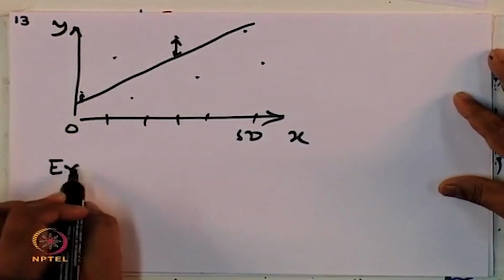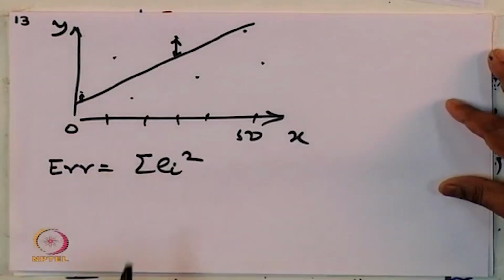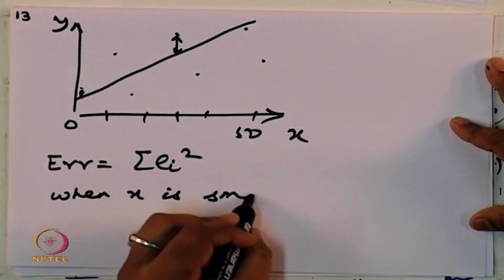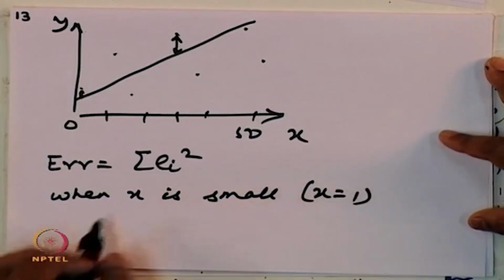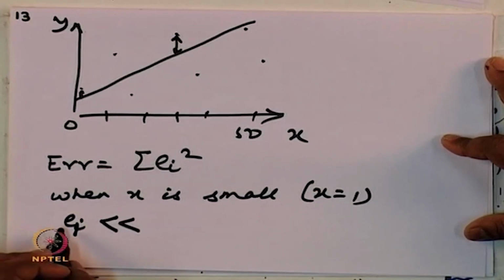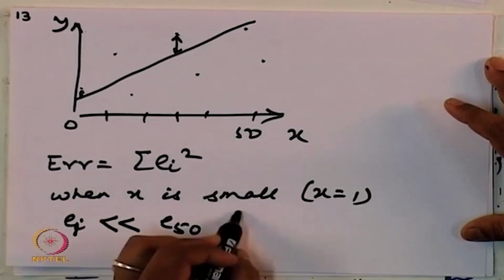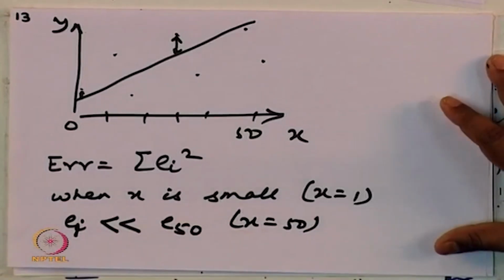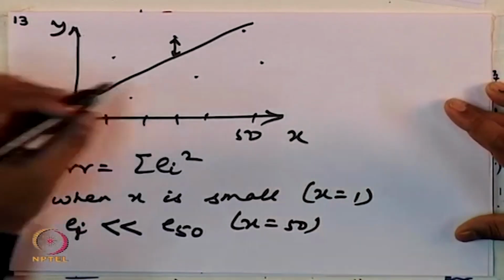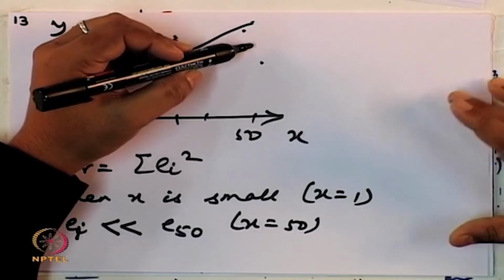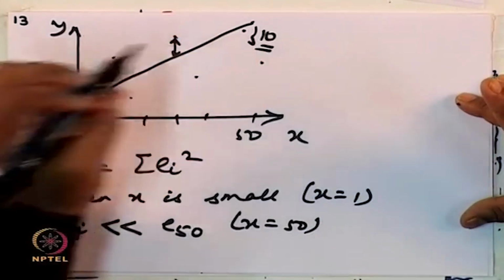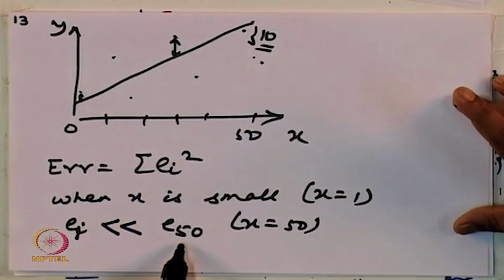So, my total error I define as summation E i square. When x is small, let us say x is equal to 1, my magnitude of error E1 is going to be way insignificant compared to E50, that is when x equal to 50. Here instead of 3 you are getting a value of let us say 5 or 6, so your error is 2 or 3, but instead of 50 you are getting a value of 60 or 70, right. So, the error is off by 10, and this off by 10 has a much more significant contribution.